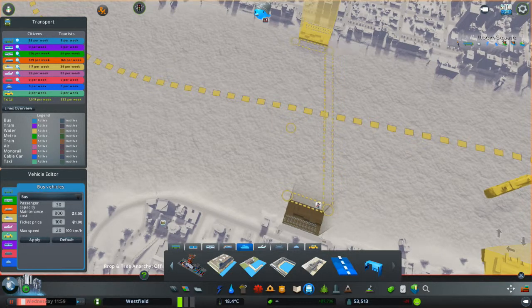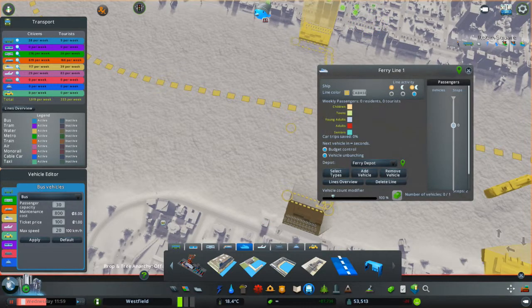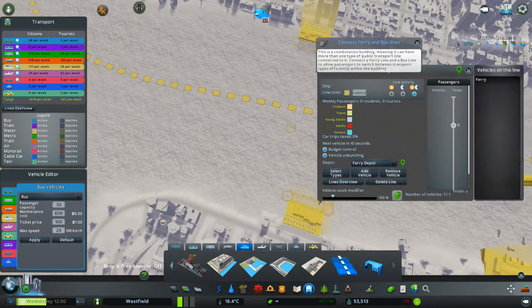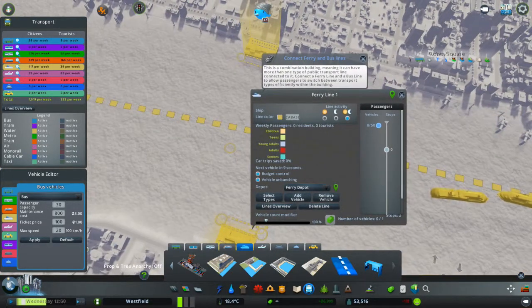Cool. I don't like that. Oh, that's very, very tight, isn't it? Gosh. That's connected. And we've got to come back. So there's our line in place. And that'll start producing ferries. Let's restart. And we'll see the first ferry come up.